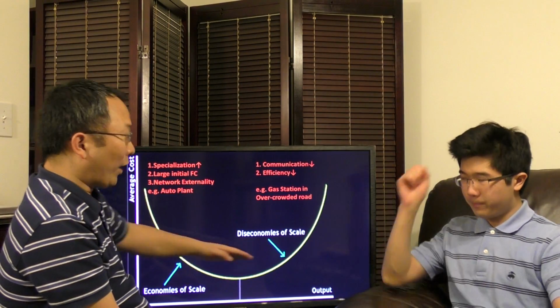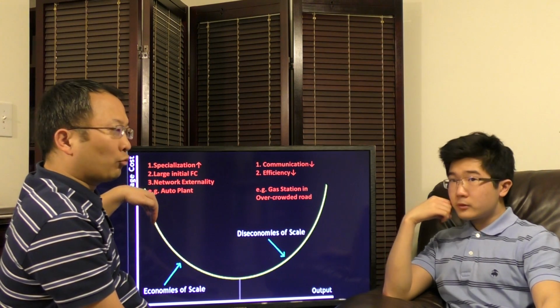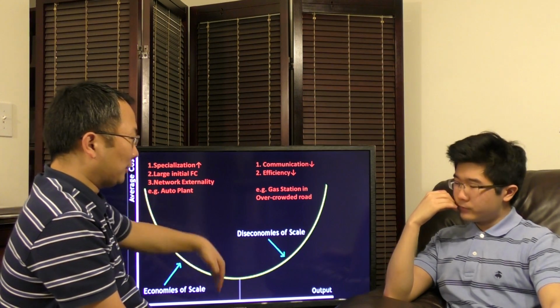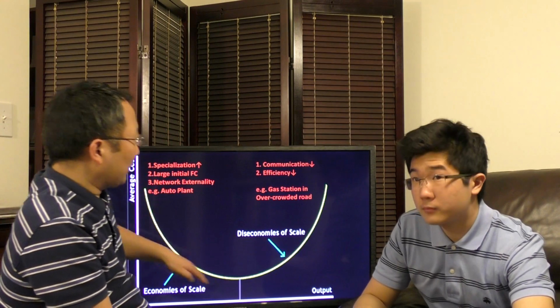It's just much wider. It's a combination of all the different short run ATC curves' lowest points at each output level, and it's actually much wider, like a very big smiley face.